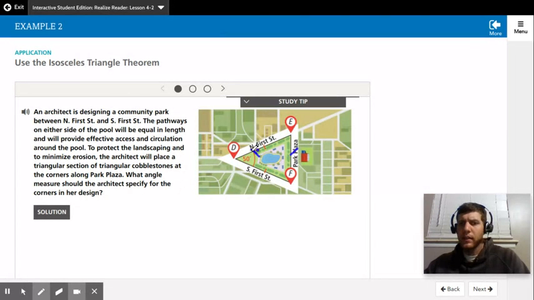So they tell us angle D here is 50 degrees. Since DE is congruent to DF here, it's an isosceles triangle, so the isosceles triangle theorem tells us the angles opposite those congruent sides are going to be congruent. So angle E here is going to be congruent to angle F.